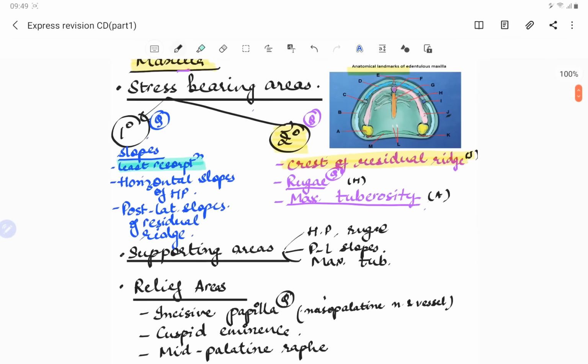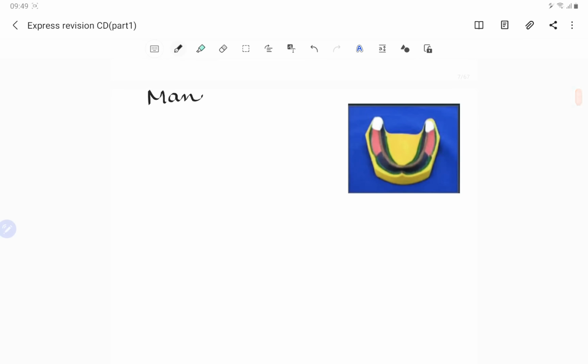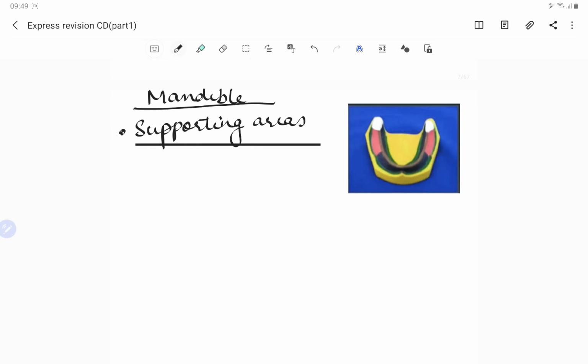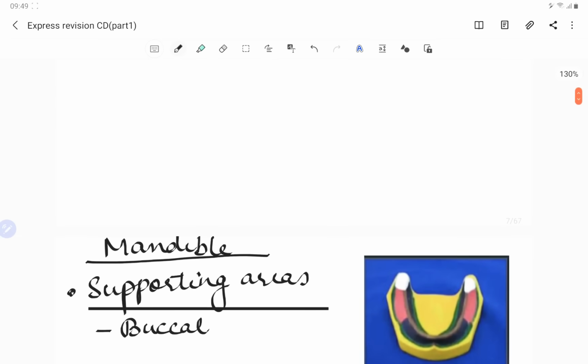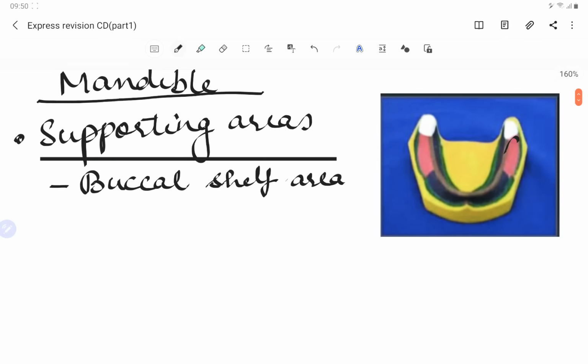So another question. Okay, frenum we are going to cover in the end. Talking about the mandible. In the mandible, we have got two supporting areas. The buccal shelf area. See, buccal shelf area in the mandible, again we are going to cover it one by one in detail. So the buccal shelf area is the primary stress bearing area, you can say, for the mandible. Buccal shelf area is this one in the pink. So, this is the buccal shelf area.